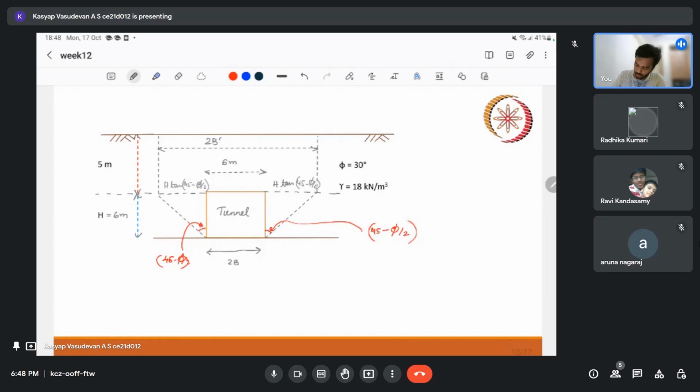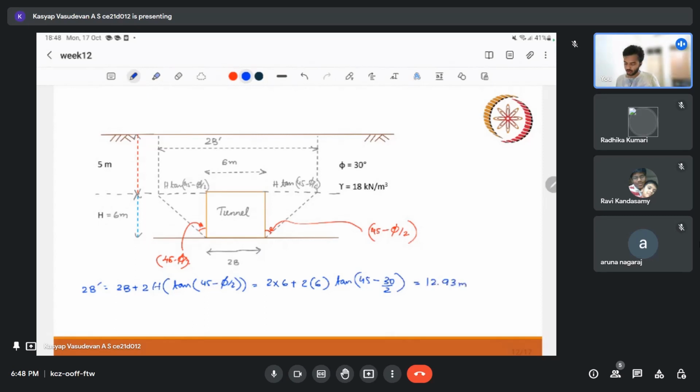So I know the whole, so 2b dash is equal to 2b plus 2 into h, that is both the sides we have, that's why 2, into tan 45 minus phi by 2. So this value is 2 into 6 plus 2 into 6 tan of 45 minus 30 by 2. This value is 12.93. So if this is 2b dash, b dash is equal to half of this. So it will turn out to be 6.46. Let us keep it there.